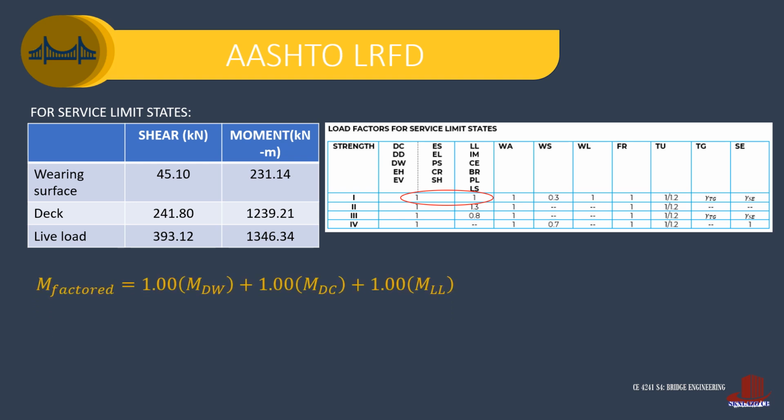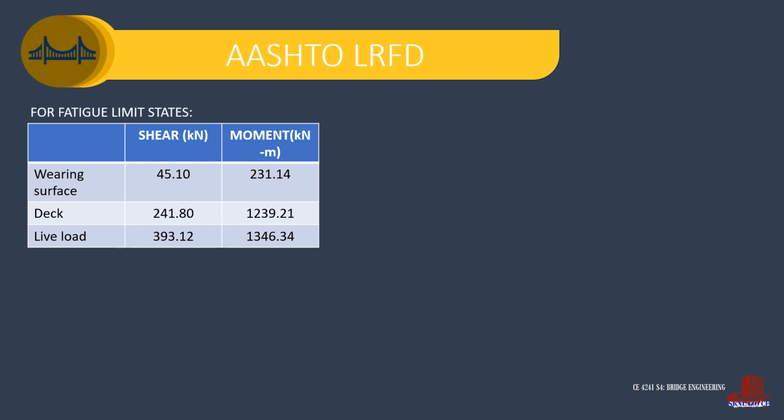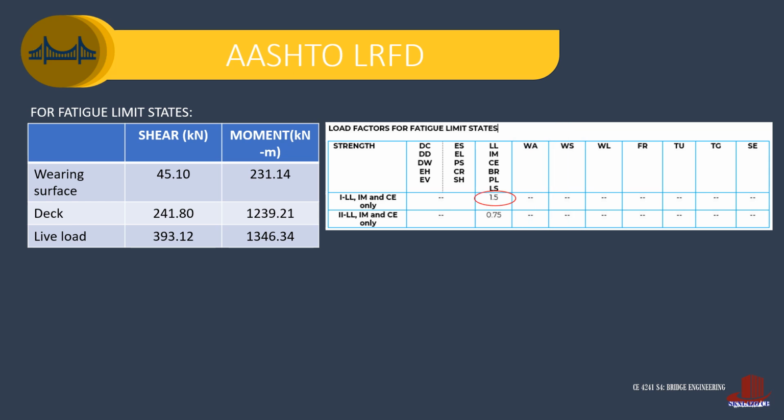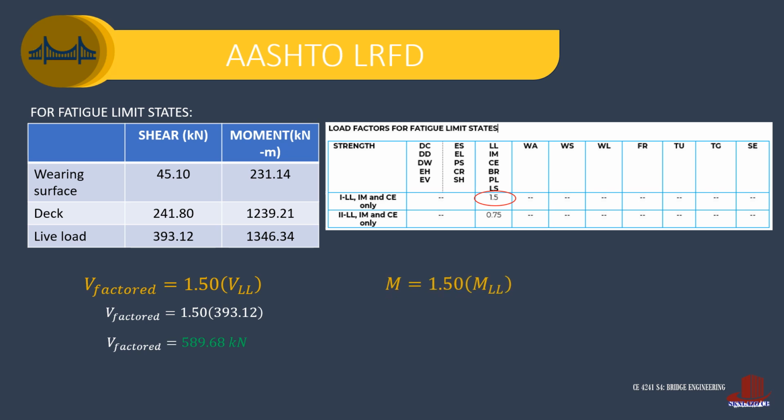Do the same with the moment, and add 1 of 231.14, 1,239.21, and 1,346.34, which results to 2,816.69 kilonewton meter. For fatigue, the factor to consider is only live load, so the shear is 1.5 of 393.12, giving 589.68 kilonewtons. The moment is also 1.5 of the raw moment, which is 1,346.34, and that gives 2,019.51 kilonewton meter.